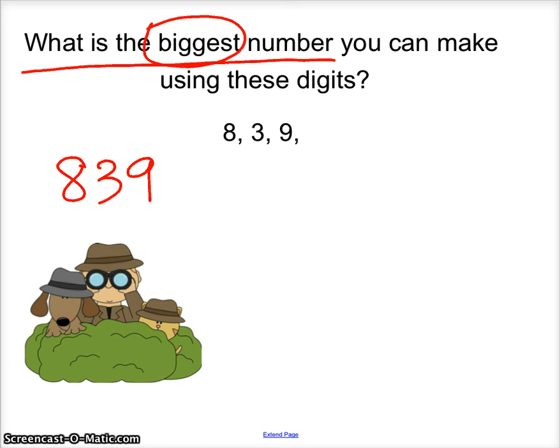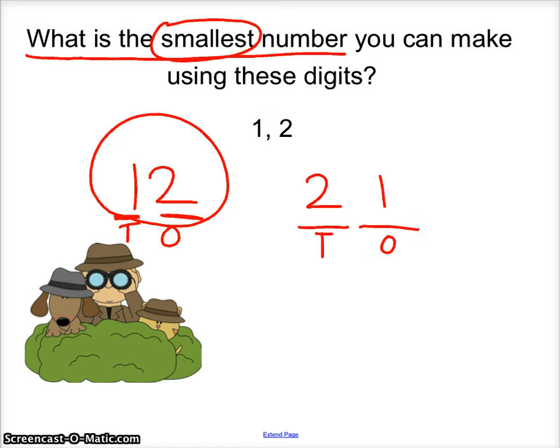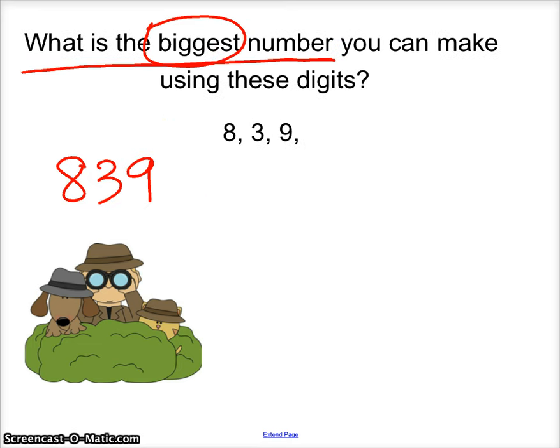839, but I know that in the last one, I wanted the smallest digit of the smallest value in my tens because I was looking for smallest. So this time, since it's biggest, I probably want the biggest value in the highest place value seat. So I think I should move my 9 to the hundreds.